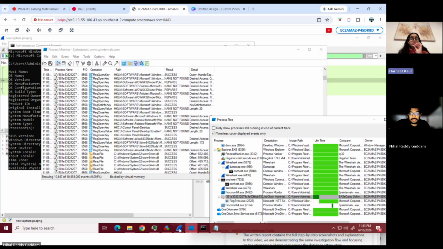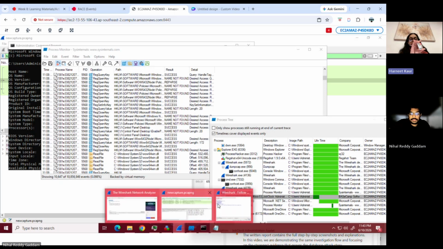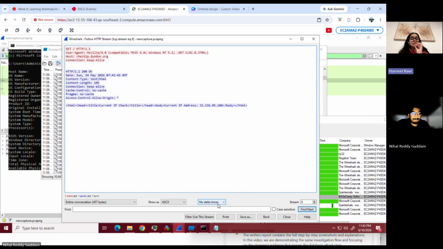Another suspicious point is the user agent string the request used. This is an old browser style user agent and includes .NET information. That is suspicious because it does not look like normal modern browsing behavior and also aligns with the .NET related behavior we saw in the process and registry analysis.